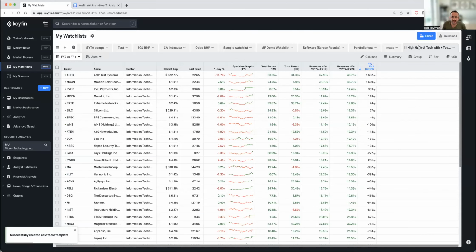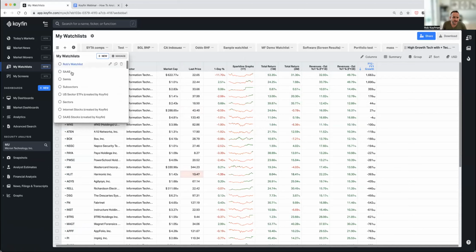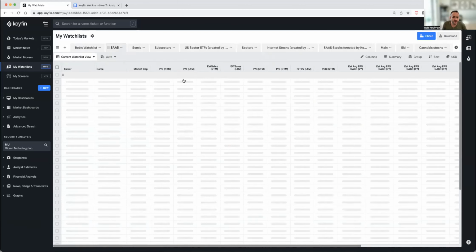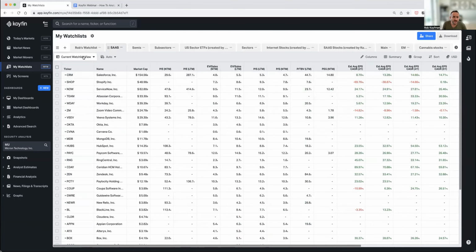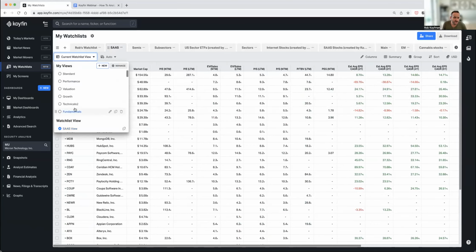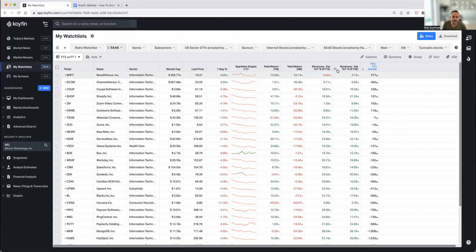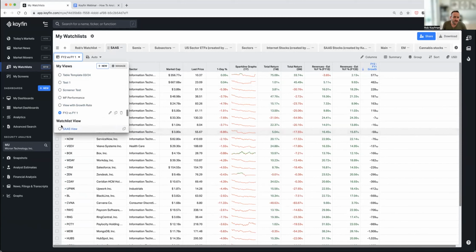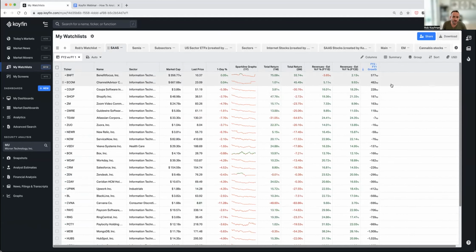And what happens is now if I'm on this watch list and I want to go to another watch list, let's say I want to go to my SaaS companies, right? These are my SaaS companies. Instead of having the watch list view, I now go to my FY2 versus FY1 view, and I have these growth rates here. So don't forget that you can save these views from the watch list view, which is your local view, to the global view, which is available to everything. And that way you can select any watch list.